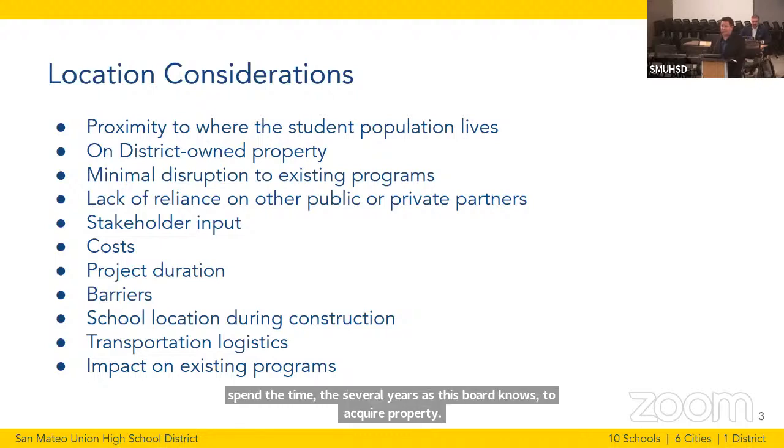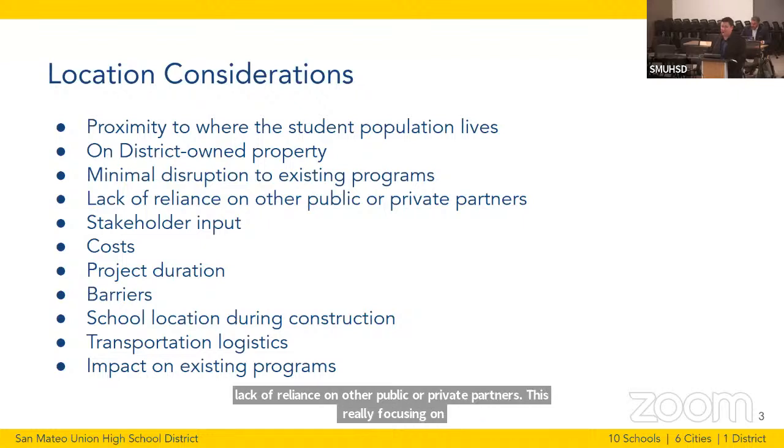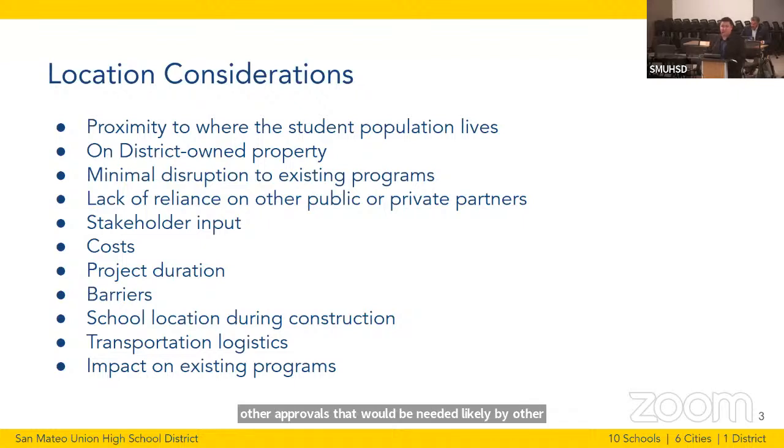The disruption to existing programs, the lack of reliance on other public or private partners. This really focusing on other approvals that would be needed likely by other public agencies. We considered stakeholder input and of course costs. And there's several other considerations that we looked at.